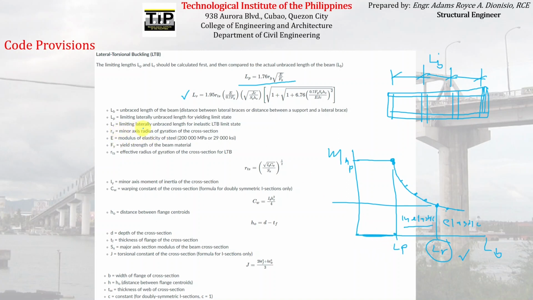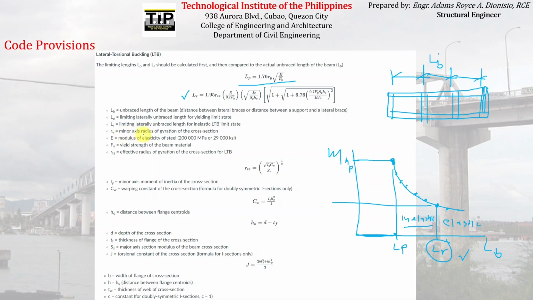Lr is the limiting laterally unbraced length for inelastic LTB limit state. So kung gusto mo ma-achieve pa rin ng beam mo yung malalaking moment capacity na to, you have to ensure na yung spacing ng mga bracing nila will be from Lp to Lr lang. Okay? So, yun yung Lr natin, yung limiting laterally unbraced length for inelastic LTB limit state.